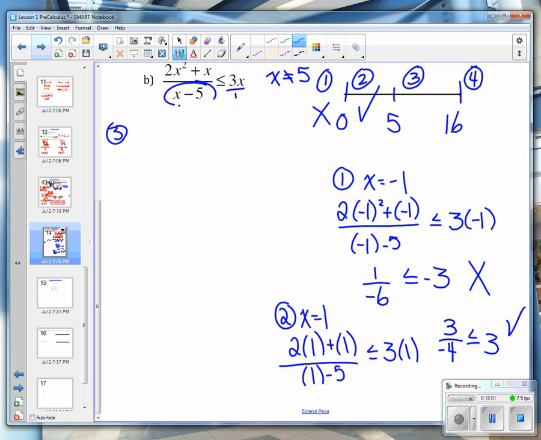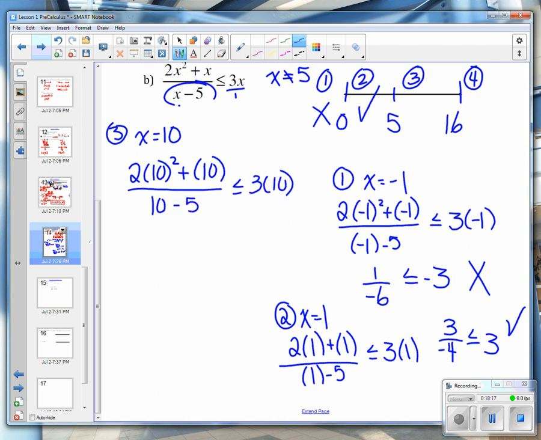All right, so a number that's in between 5 and 16. So we can say x is equal to 10. Let's say our old faithful. 2 times 10 squared plus 10 over 10 minus 5 less than or equal to 3 times 10. When you evaluate that one, you're going to get about 210 over 5 less than or equal to 30, which would give us about 42 is less than or equal to 30. So obviously not a solution set.